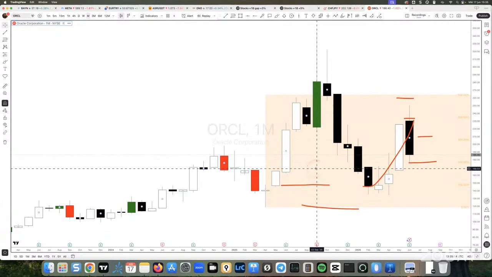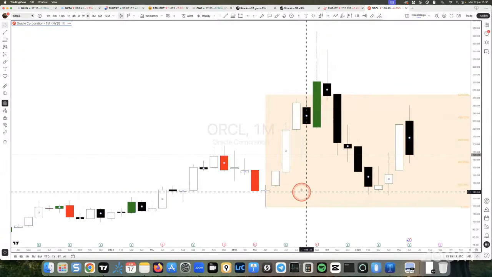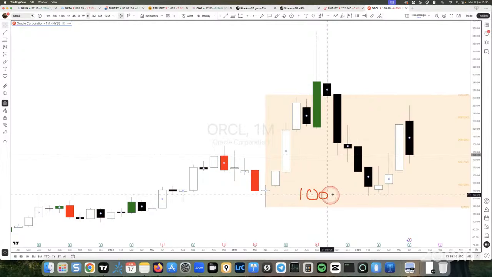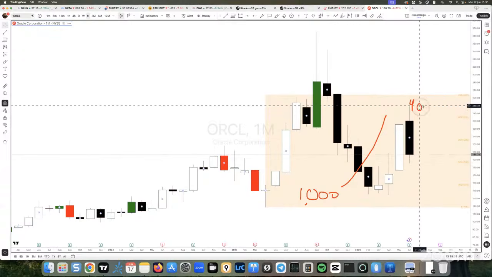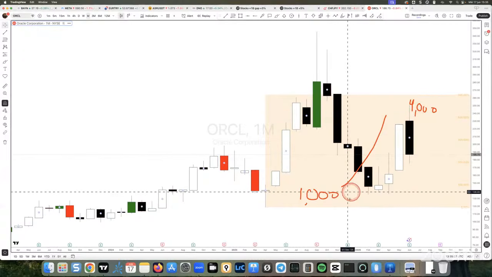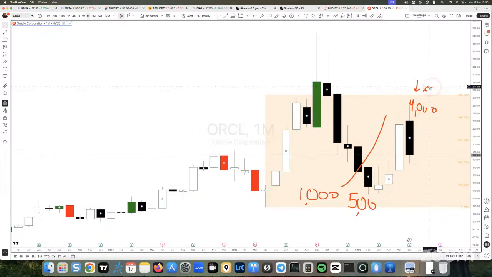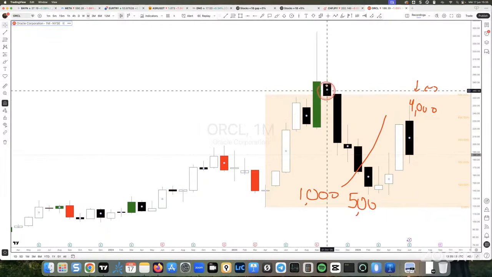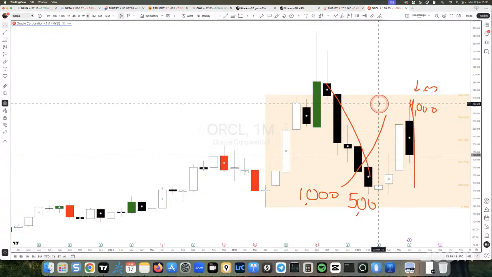4 times the risk. The entry would have been here, the stop loss is slightly lower. So if you risk $1,000, you already made $4,000. If you invested 500, you already made 2,000. You should get out because we've got these strong bearish impulses and we were expecting price to drop. And that is exactly what is going on.